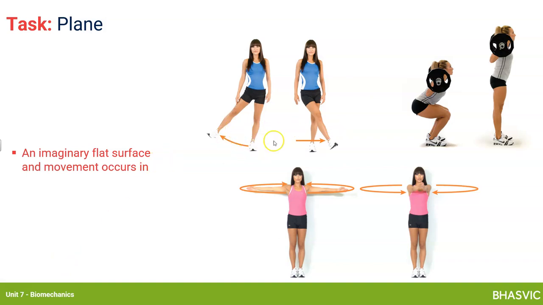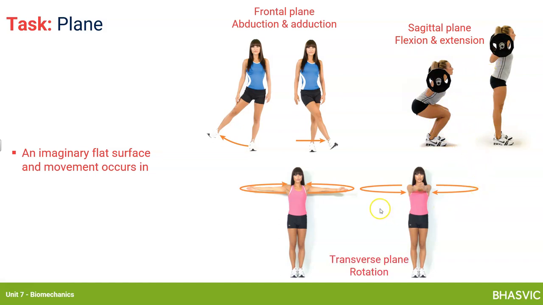It's an imaginary flat surface that movement happens in, and there are three planes of motion. So we've got the plane of motion that abduction and adduction happens in, and I'm sure you'll remember that's the frontal plane, like your star jump. You'll also remember the sagittal plane, where flexion and extension happens in all joints. And of course the third plane is the transverse plane, where all rotational movements will happen. This one happens to be horizontal flexion and extension.